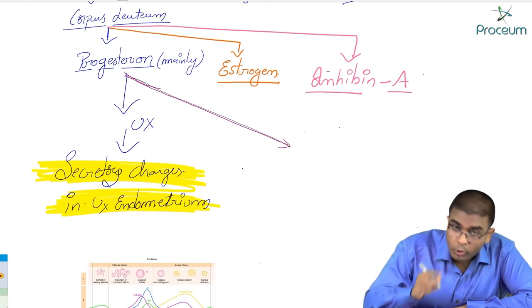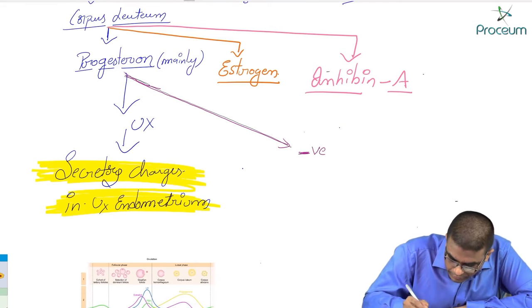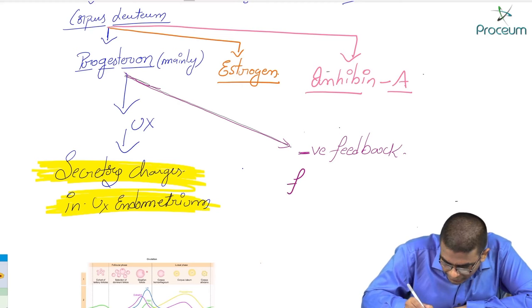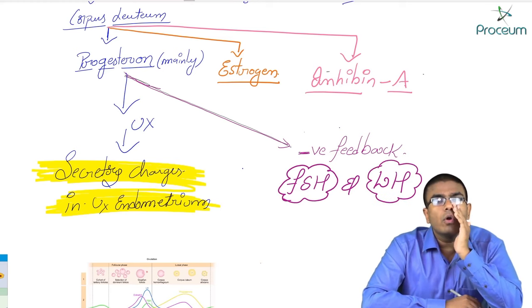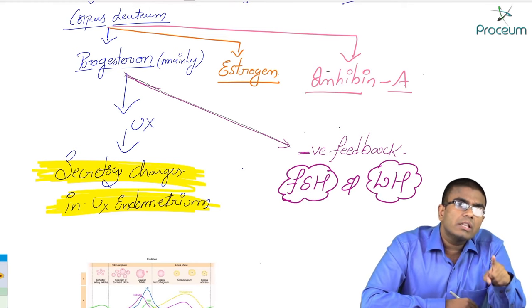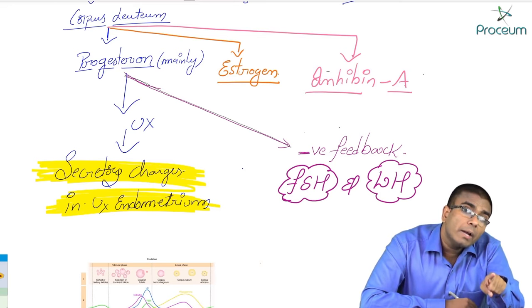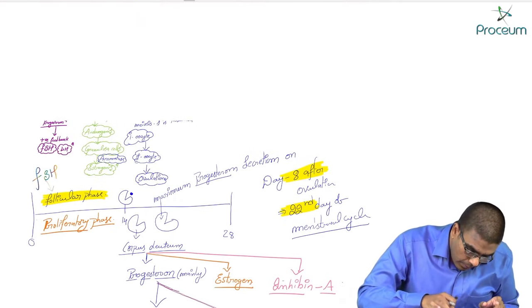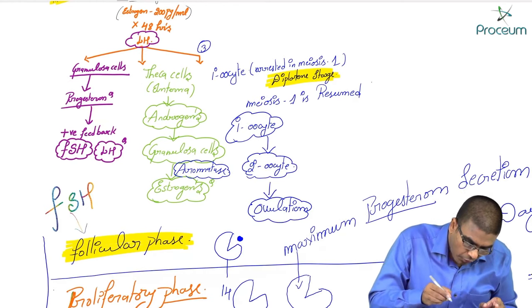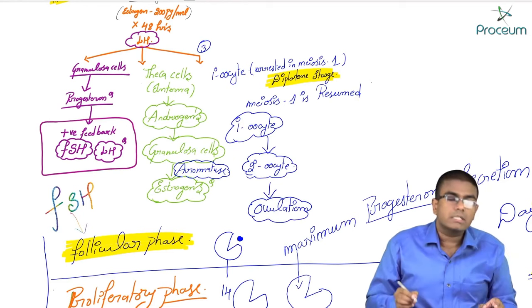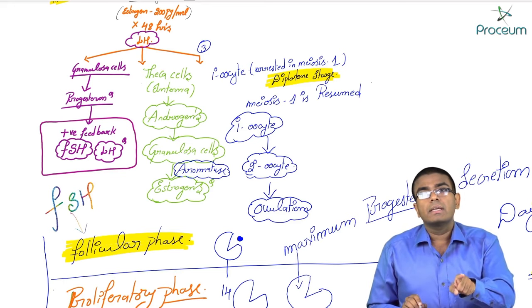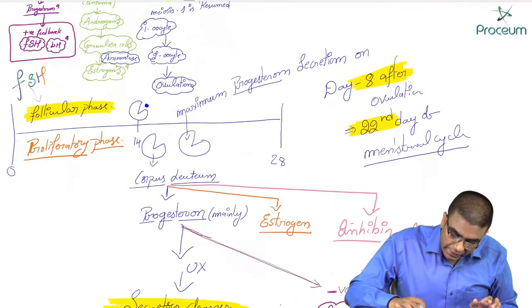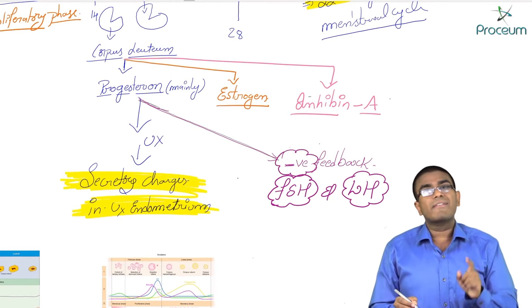Progesterone after ovulation, try to concentrate on my words, after ovulation will give negative feedback for FSH and LH. See, even before ovulation there is an LH surge, and LH acts on the granulosa cells and produces progesterone, and that progesterone gives positive feedback. Progesterone before ovulation gives positive feedback for FSH and LH, so before ovulation there is an FSH surge, but after ovulation the high quantities of progesterone will give negative feedback for FSH and LH release.